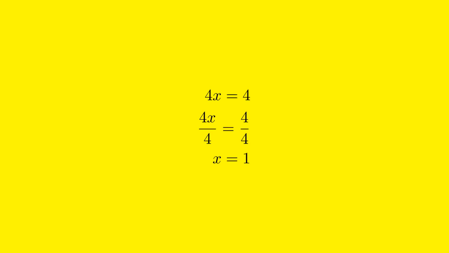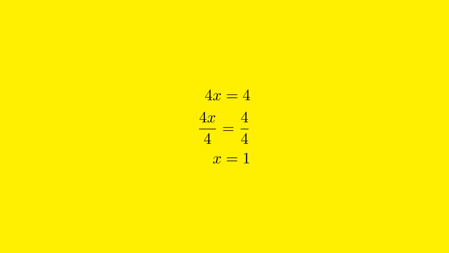Step 2 involves solving for the variable x by isolating it completely. Right now, we have the equation 4x equals 4. To isolate x, we need to get rid of the coefficient, which is the number 4 that is multiplied by x. To do this, we perform the opposite operation of multiplication, which is division. We will divide both sides of the equation by 4.